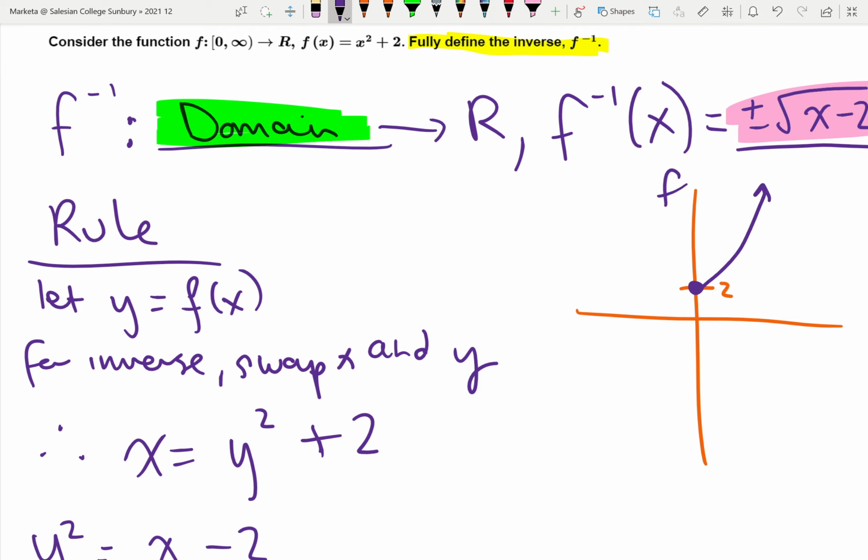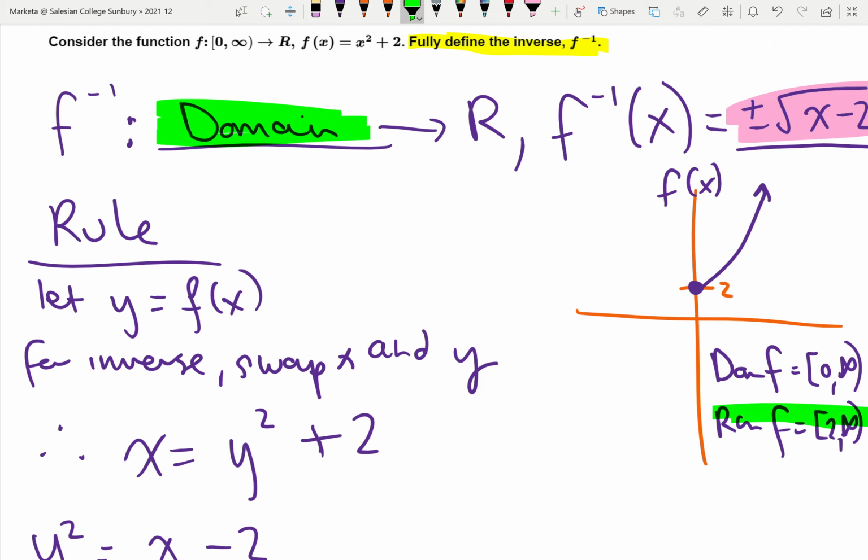That's our original f of x. So the domain of f is going to be from 0 to infinity, and the range of f is going to be from 2 to infinity. So this means that the domain of our inverse is going to be the range of f. So remember the domain and range swap. So I can just put that straight in there.